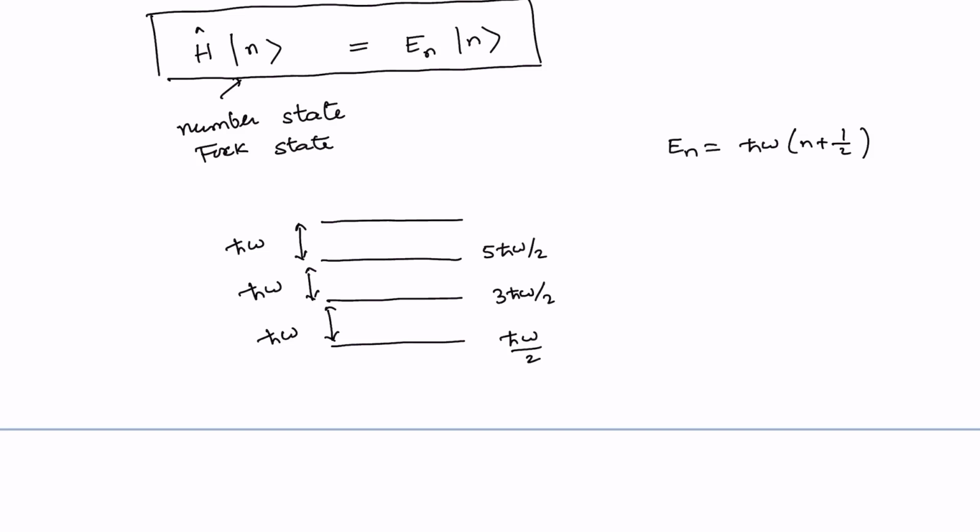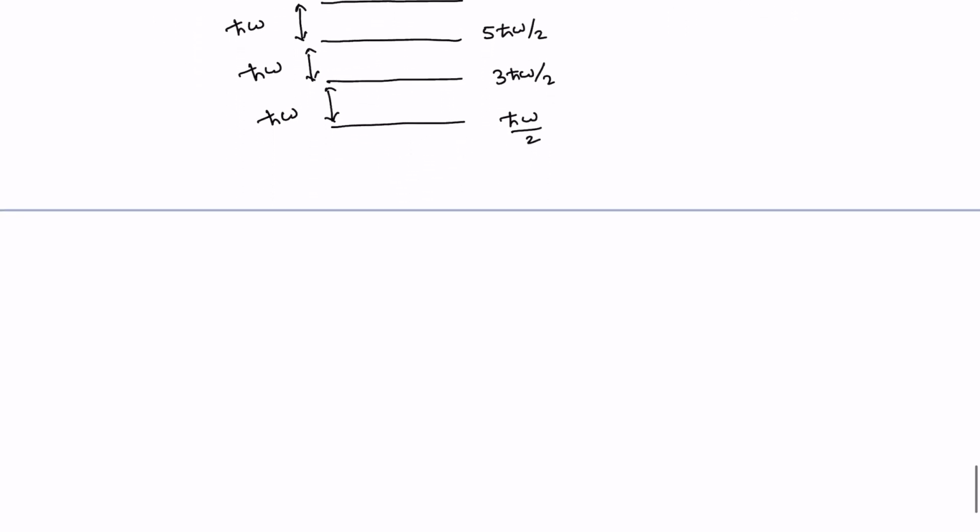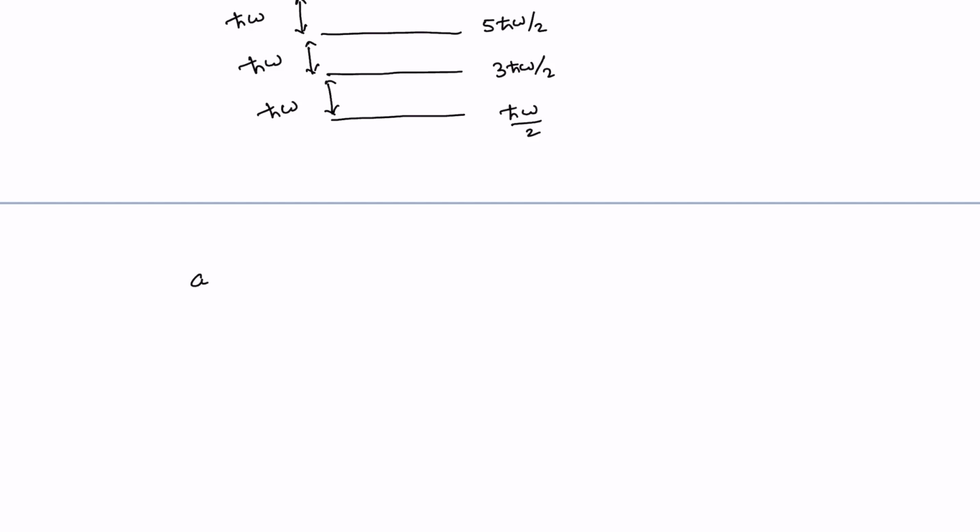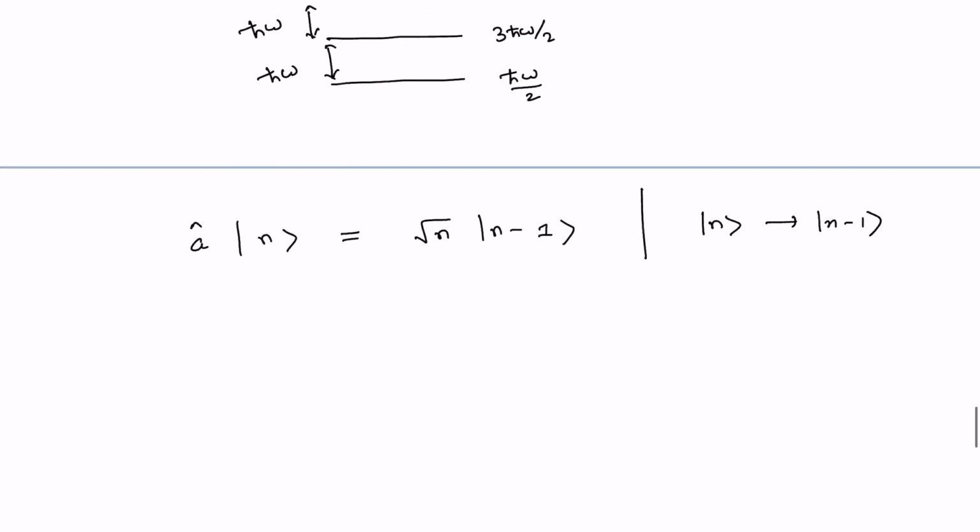Now the annihilation and creation operators satisfy some important and very useful relations. You may be aware that when the annihilation operator operates on the number state n, you get root n times the state n minus 1. That means the annihilation operator takes you from the state n to n minus 1, and if the creation operator operates on the number state, it takes you to n plus 1, and this is equal to root of n plus 1 times the number state n plus 1.